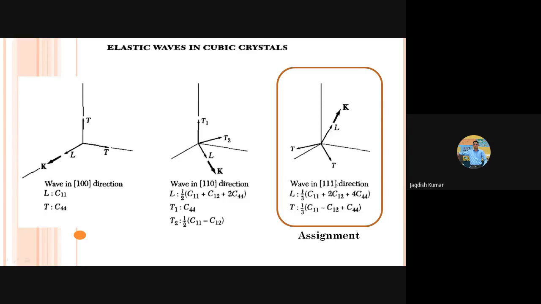But the interesting thing is that for this case, the longitudinal mode will be given by this, and the two transverse modes will be degenerate. So it depends upon along which direction the wave is propagating. Then you may have transverse modes degenerate or non-degenerate. It's not a generalized thing. It depends on which direction we are talking about.